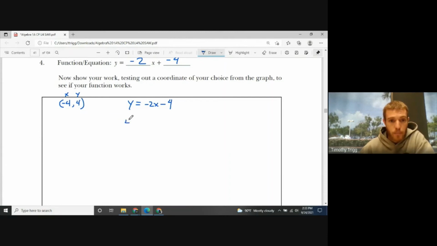So this will be 4 equals -2 times -4 minus 4. So this will be 4 equals, what's a negative times a negative? Well, that's positive, isn't it? So that's positive 8, right? 2 times 4. And then we still have a minus 4 here. Oh, good. That works, doesn't it? 4 equals 8 minus 4 is 4. So that checks out. Very good.